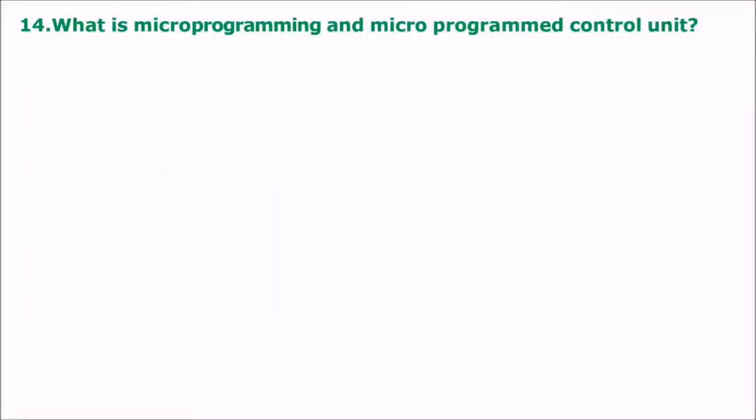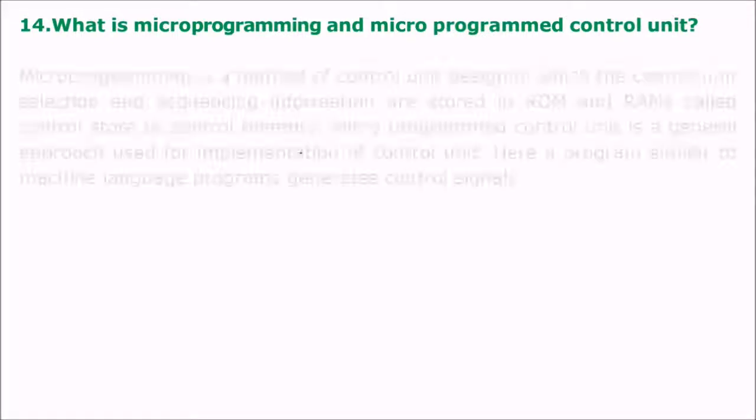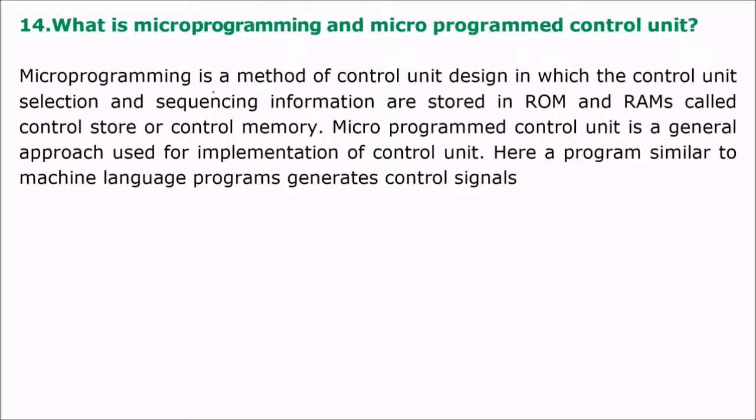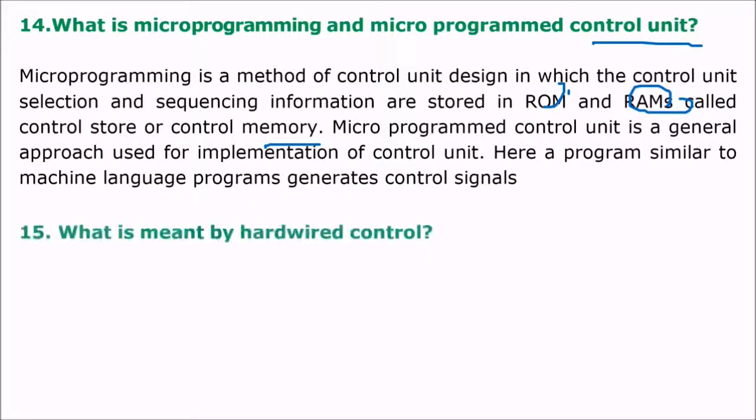What is microprogramming and a microprogram control unit? Microprogramming is a method of control unit design in which control unit selection and sequencing information are stored in ROMs and RAMs, called the control store or control memory. A microprogram control unit is a general approach used for implementation of this control unit. Here a program, which is similar to a machine language program, generates control signals.